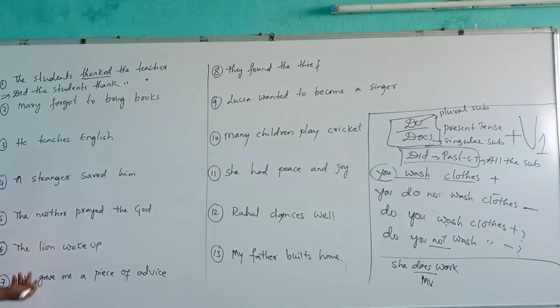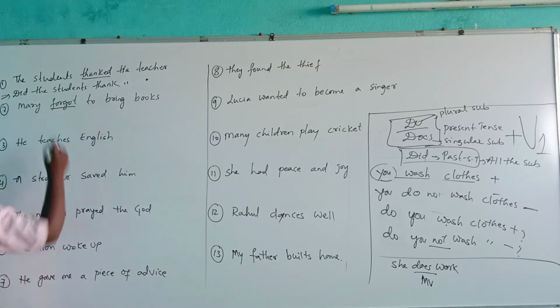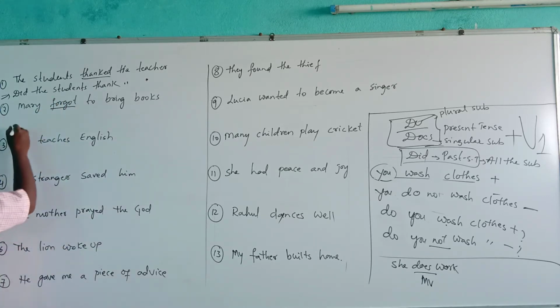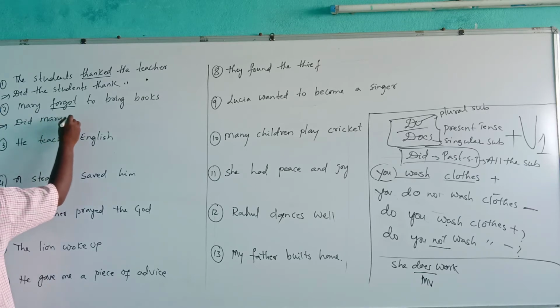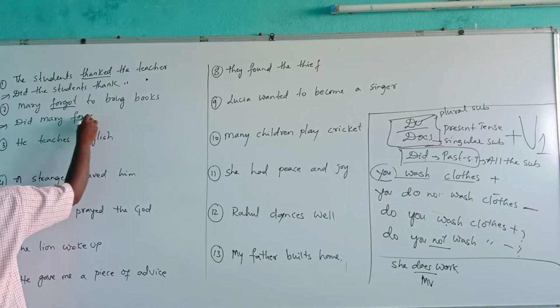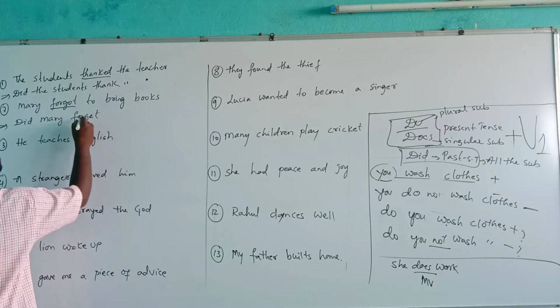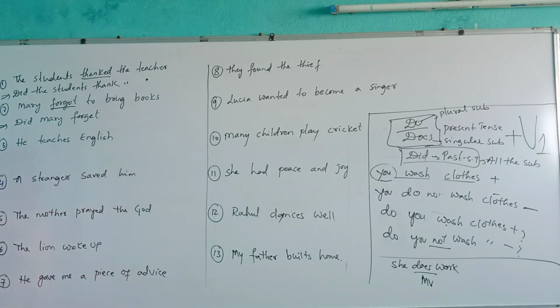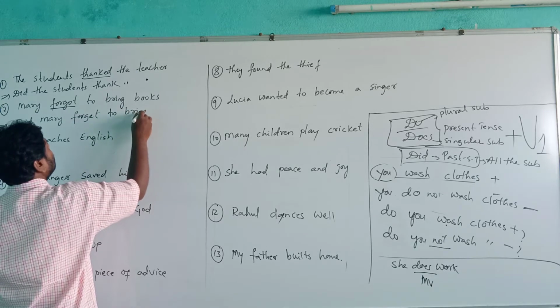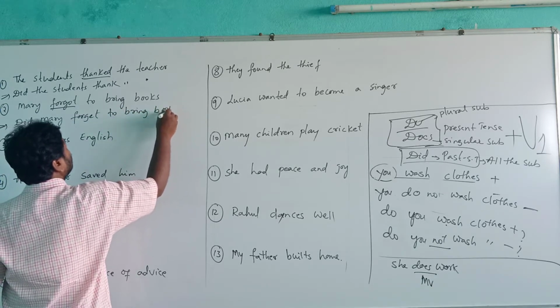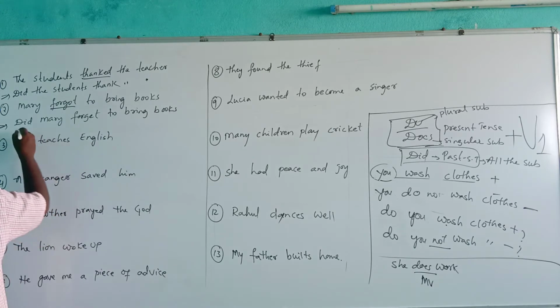Mary forgot to bring books. Mary forgot, V2 form we have here. So here we will be taking one more V2 form. What is that? Did Mary. But the next verb form should be V1. Did Mary forget to bring books? As you can see here, forget.